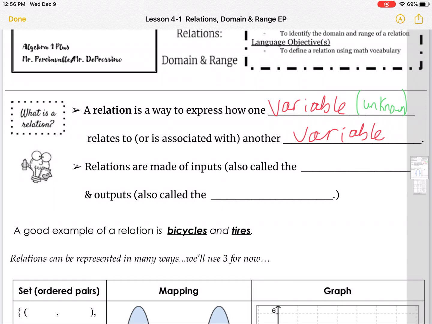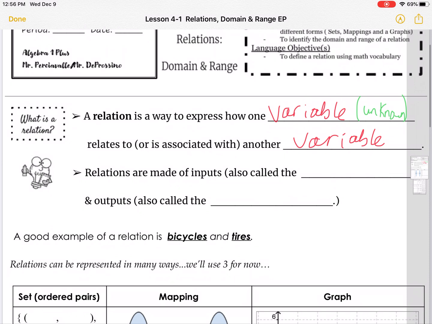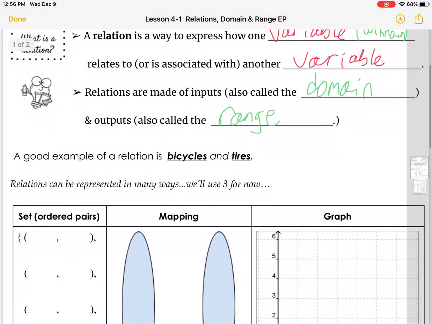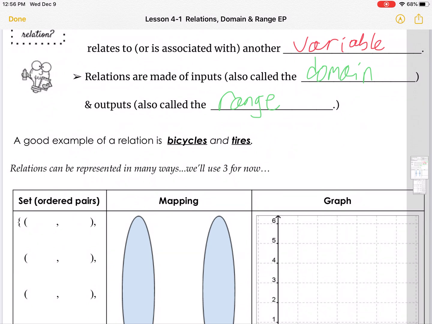Relations are made of inputs. Another word for inputs is the domain. And they're also made of outputs, also called the range. So basically, each element of the domain is going to be mapped to one element of the range. So one example of a relation is how bicycles and tires are related. Now, what the heck do I mean by that?